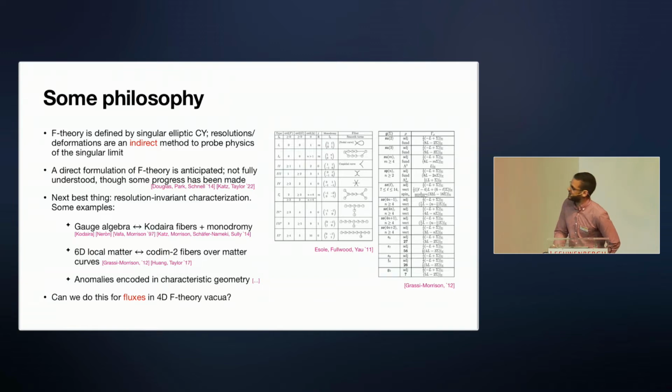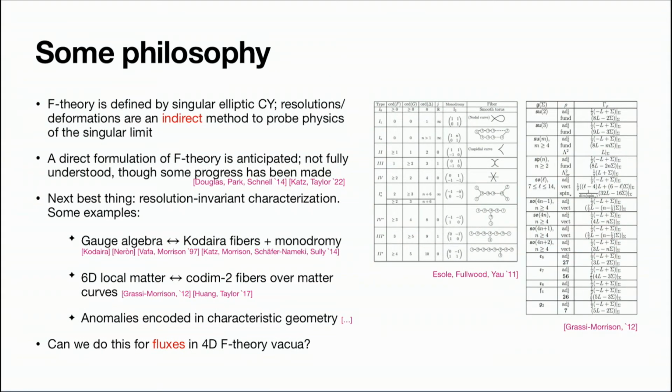Here I apologize that it's a bit small, but I've shamelessly copied a couple of tables from two different papers just to illustrate these ideas more clearly. Here you see a list of the Kodaira fibers, and a geometric picture of what they look like once they're resolved. And in this table, we have a list of the so-called matter curves, matter loci that appear in codimension 2, over which the fibers further degenerate, signaling the presence of a local charged matter under the gauge algebra.